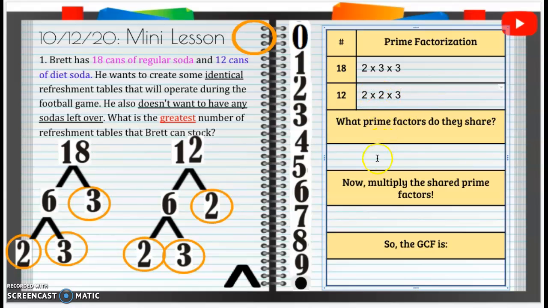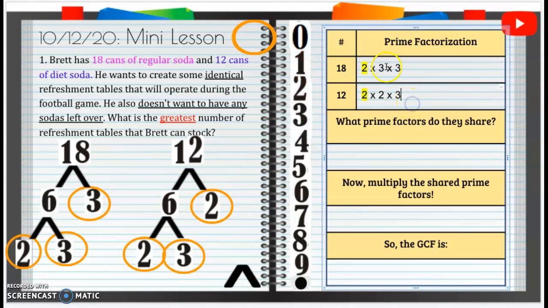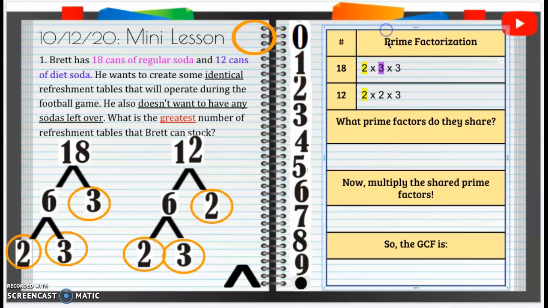All right, let's match the socks. Okay, so I'm going to use some highlighting. Do they match a 2? Yeah, they do. So I'm going to put that in yellow. What about, do they share 3? Yeah, they do. Not another 2, but they do share 3. I'll put that one in pink. They do share 3.